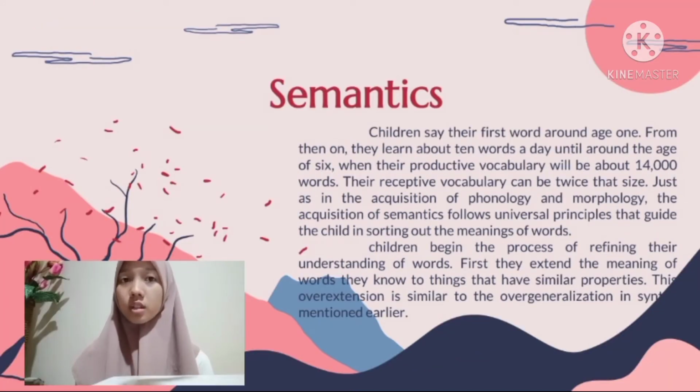Children say their first word around age 1. From then on, they learn about 10 words a day until around the age of 6, when their productive vocabulary will be about 14,000 words. Their receptive vocabulary can be twice this size. Just as in the acquisition of phonology and morphology, the acquisition of semantics follows universal principles that guide the child in sorting out the meanings of words. Children begin the process of refining their understanding of words. First, they extend the meaning of words they know to things that have similar properties. This overextension is similar to the overgeneralization in syntax mentioned earlier.